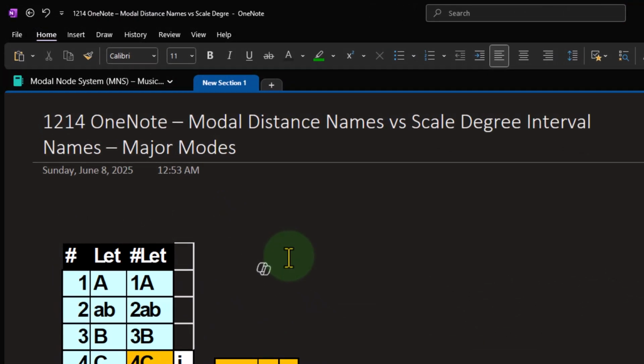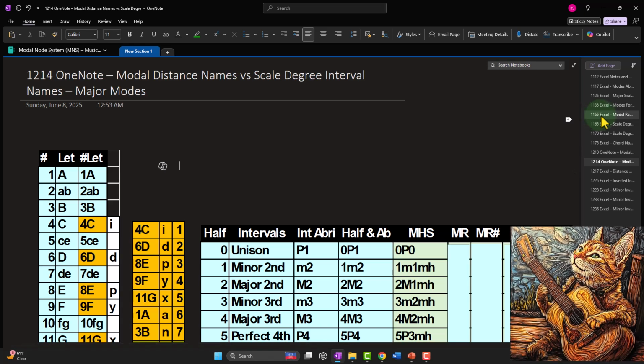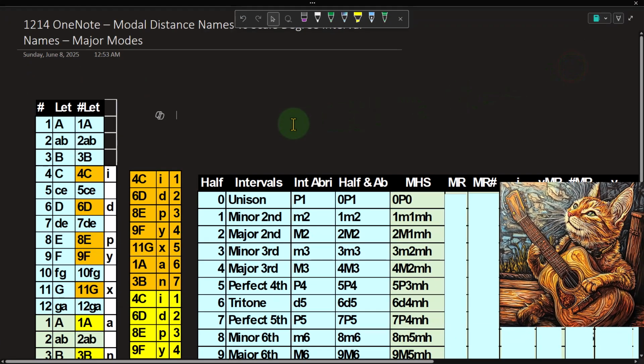Not required to, but if you have access to it and would like to follow along, we're currently in the OneNote file of Modal Node System, MNS Presentation 1214, OneNote Modal Distance Names versus Scale Degree Interval Names, Major Modes. The list is over here of the presentations. We plan on adding plenty more to them shortly, however.